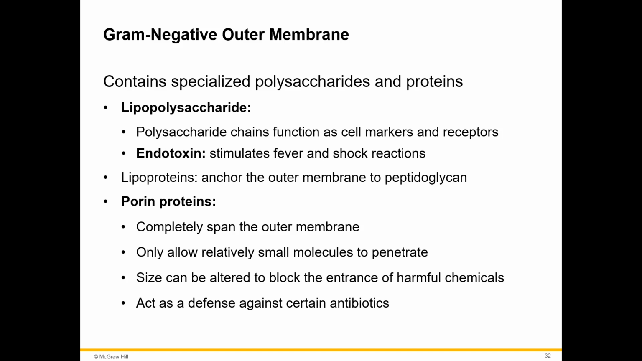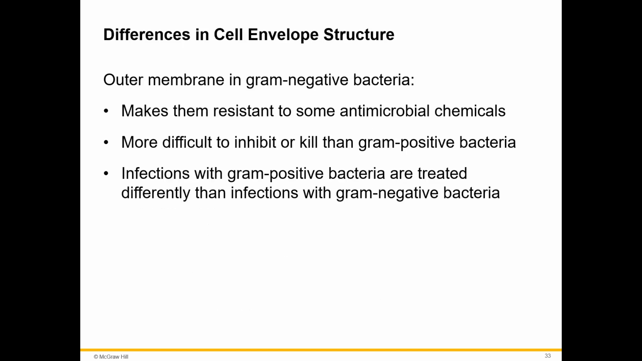The size can be altered to block the entrance of harmful chemicals, such as antibiotics, and they act as a defense against certain antibiotics. The outer membrane in gram-negative bacteria makes them resistant to some antimicrobial chemicals. They're more difficult to inhibit or kill than gram-positive bacteria.